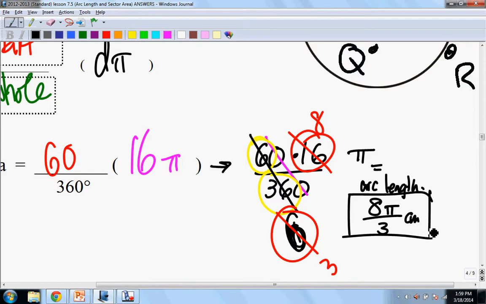So one's a fraction of the area, the other one's a fraction of circumference. I'm going to write both equations up on the board for you guys.